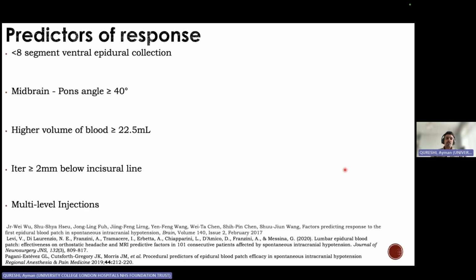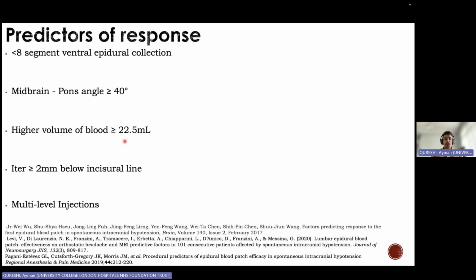So are there any things that we can see on imaging or technique-wise that will predict a good chance of a response? If patients have an epidural collection or a SLEC that's a small SLEC, so shorter segments, less than 8 segments, those tend to have a better chance of treatment. Midbrain pons angle is one of the MRI features that we look at. And if that angle is greater than 40 degrees, implying a milder imaging feature of SIH, then they tend to respond.